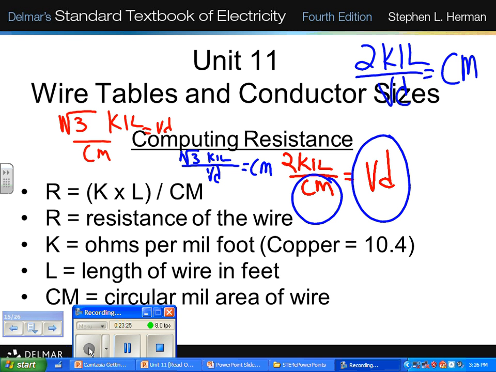If something's coming from a main service, you can allow 5%. If it's coming from a sub panel, don't allow more than 3%.